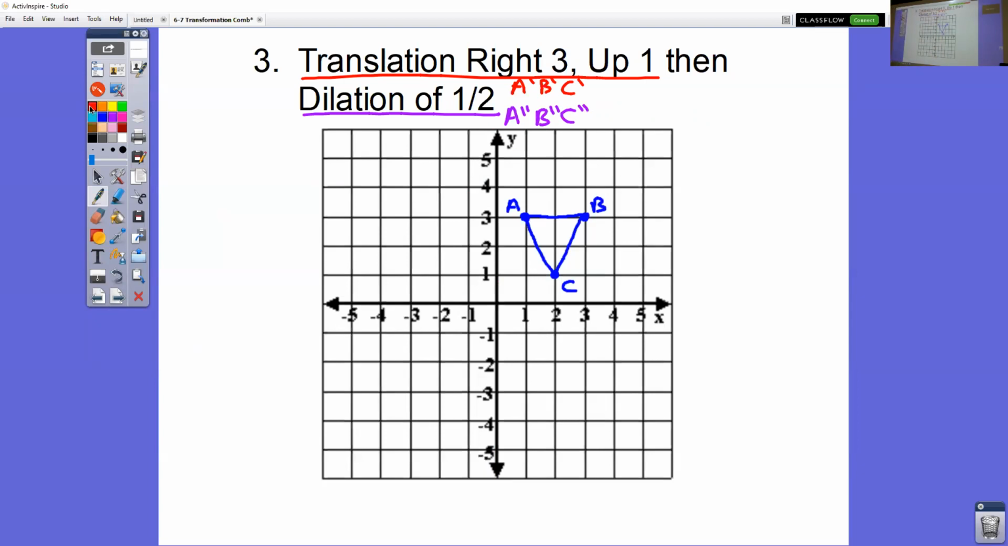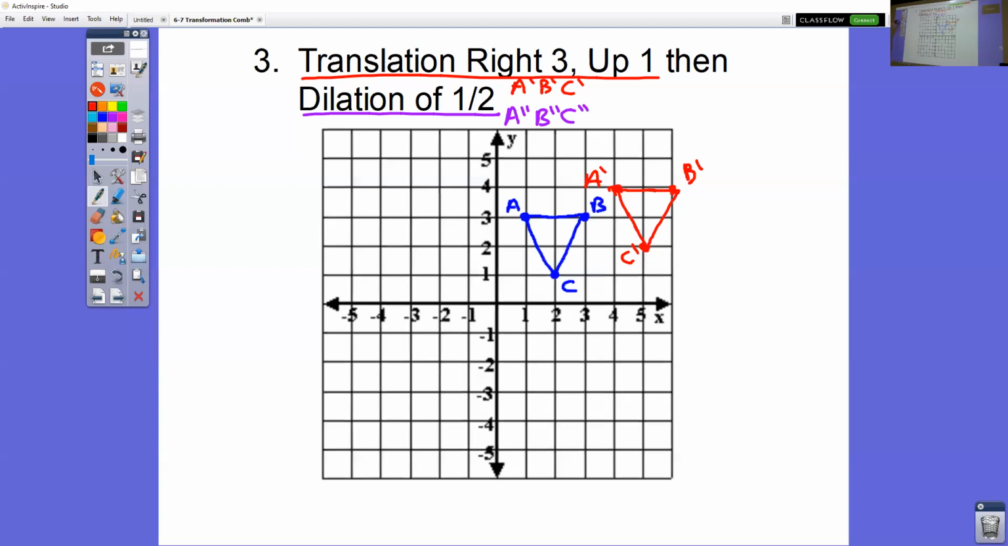So when we take a look at our translation first, we're going right 3, 1, 2, 3, up 1. This is our new A prime. B is right 3, 1, 2, 3, up 1. This is our new B prime. And then C is right 3, 1, 2, 3, up 1. This is our new C prime. Connect your dots to form your picture.